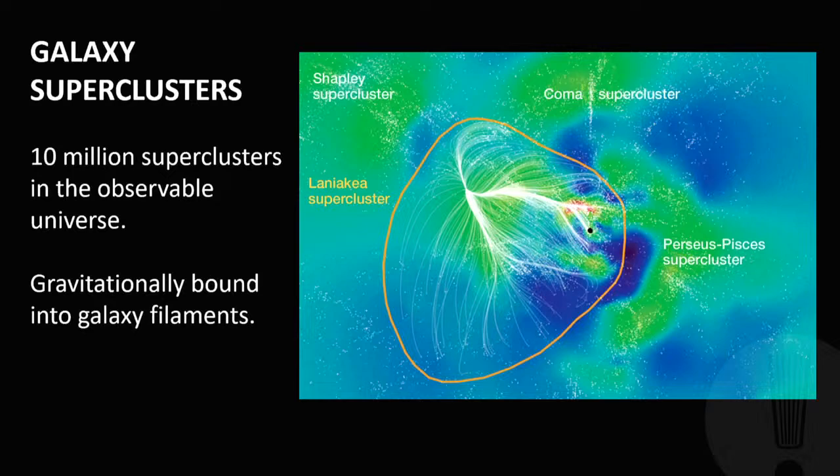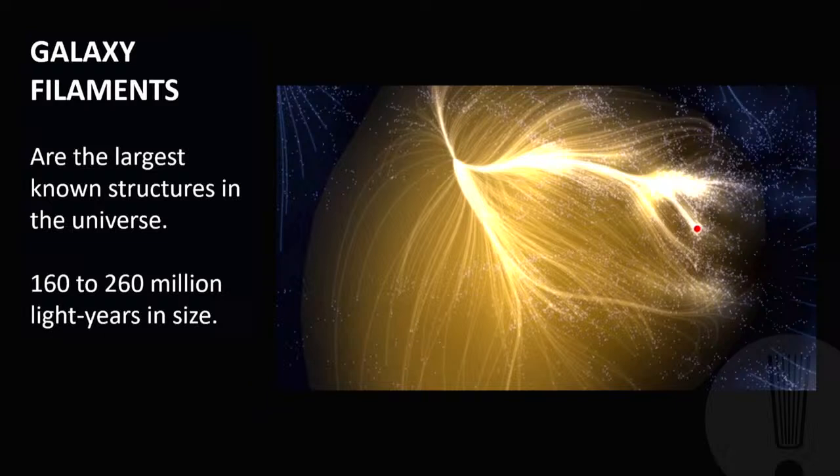So on a large scale, these are some of the largest structures we know of currently in the universe, gravitationally bound, 160 to 260 million light years in size. Here's a picture of the Laniakea supercluster. Our Milky Way, or our local galaxy group, is right here, this red dot, and that appendage of it.